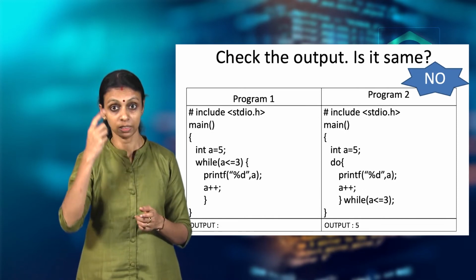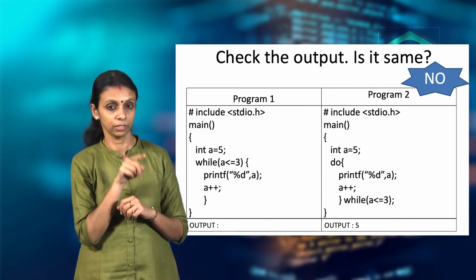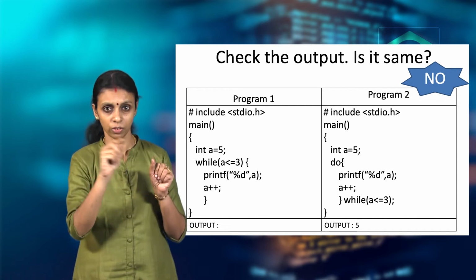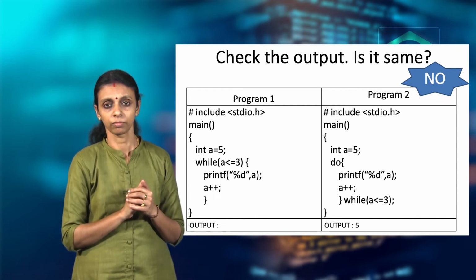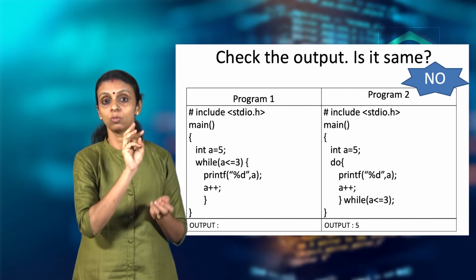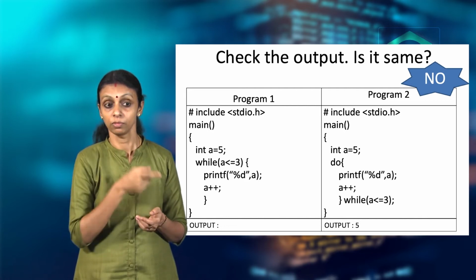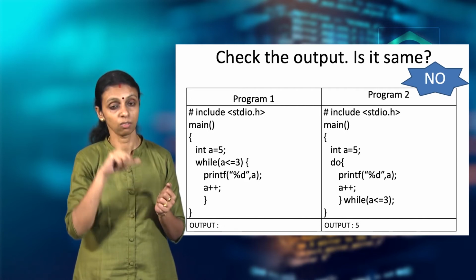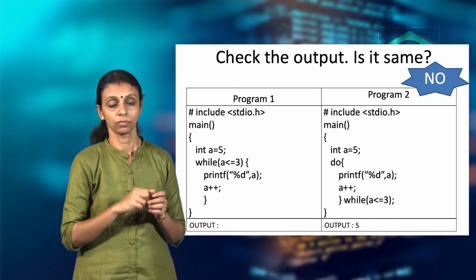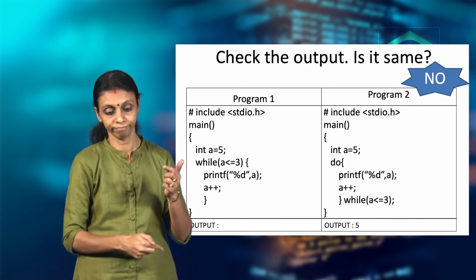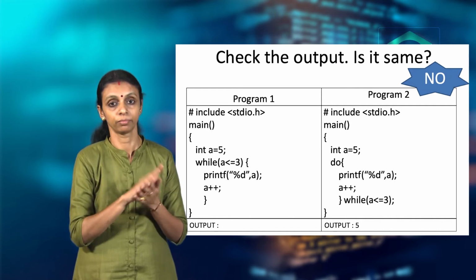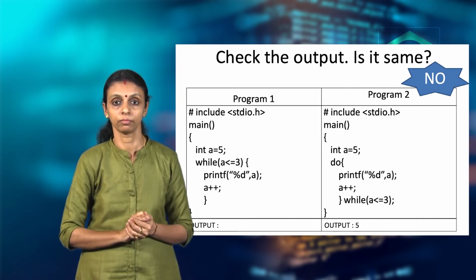First condition is checked, a less than or equal to 3. Value of a is 5. So, the condition is false and exits the loop. Nothing will be printed as output.